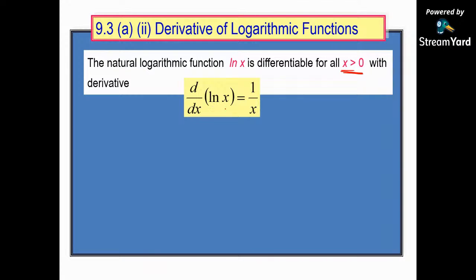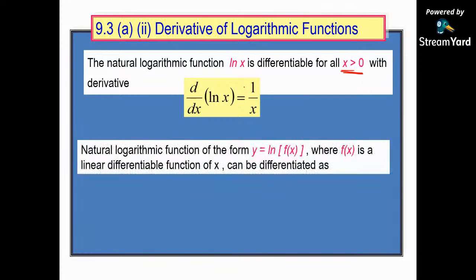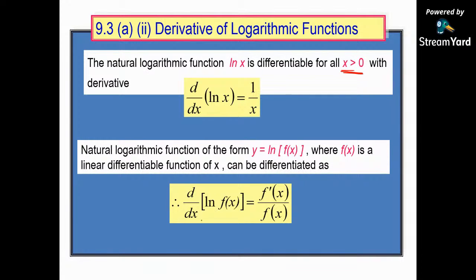If we differentiate ln of x, we are going to get 1 over x. And if we differentiate ln of f(x), it will become f prime of x over f(x). Or normally, I'll say d over dx of ln of something. Whenever you differentiate ln of something, it becomes 1 over that something, times d over dx of the thing behind the ln. That is how you end up with f prime of x over f(x).